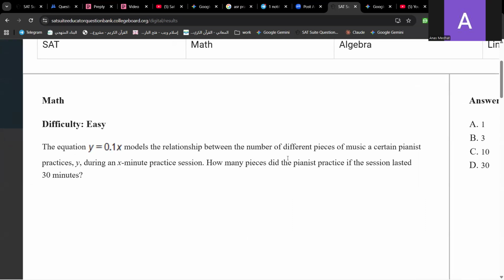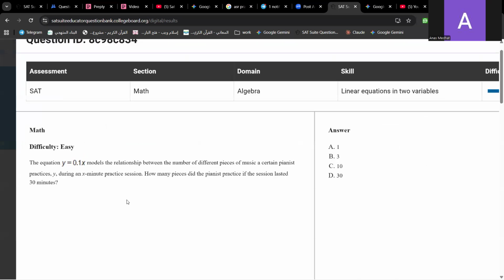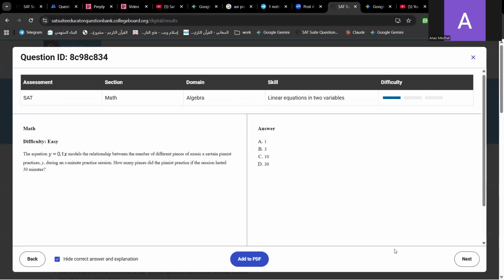The equation models the relationship between the number of different pieces of music a certain pianist practices during an x-minute practice session. How many pieces did the pianist practice if the session lasted 30 minutes? All you have to do is substitute. Substitute 30 for x minutes. So y equals 0.1 times 33. So it will be 33 over 10, which is equal to 3.3. So he did practice 3.3, which is approximately 3. Answer is B.